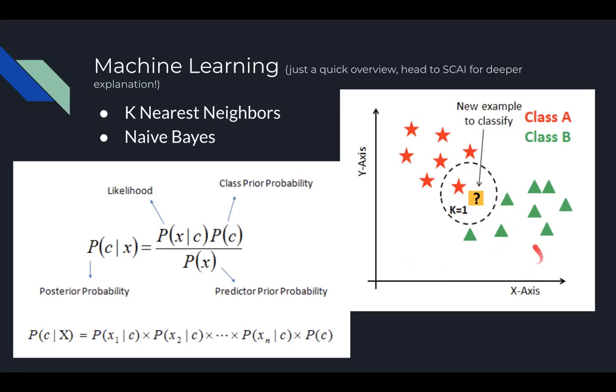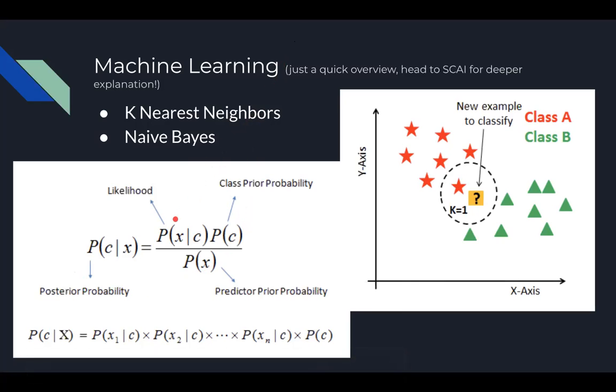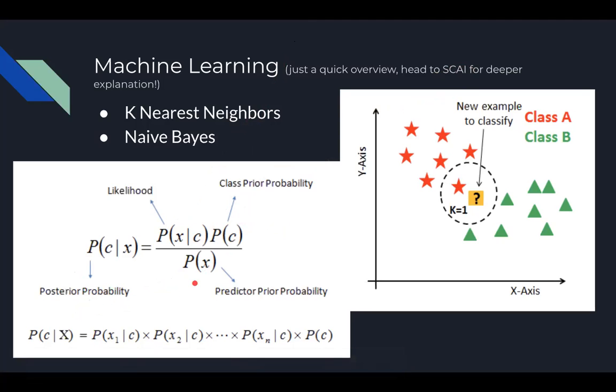So that's k nearest neighbors. There's also naive Bayes. This is a more probabilistic approach. I'm not going to go into the math. You can go over to SEAI for more of that stuff next quarter. But basically, the idea is that we find the probability distributions of each feature in the data set.